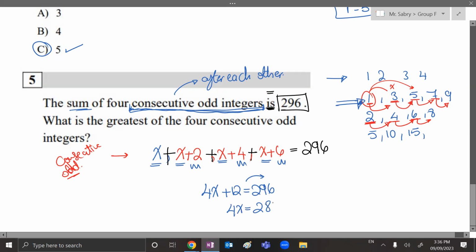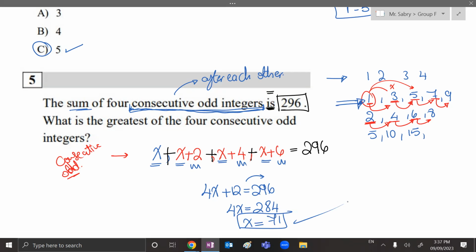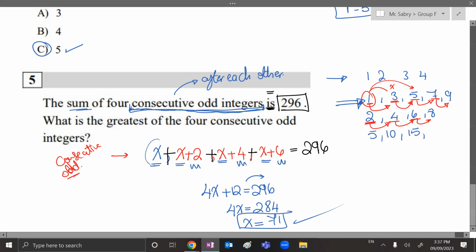284 divided by 4, and then divide that by 4, so that's 71. X equals 71. Type, what is x? Is it the answer? It's the odd integers. It's the first odd integer because I used x to represent the first odd integer.